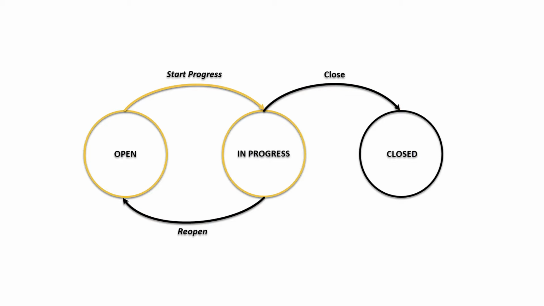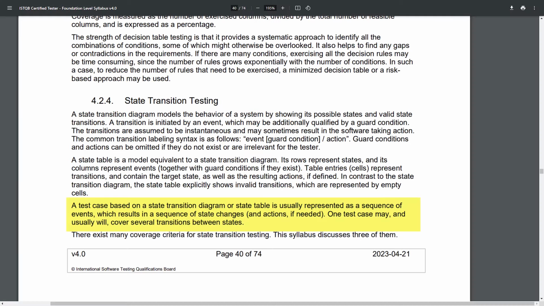The arrow starts in one state and ends in another. This demonstrates valid transitions. For example, the start state is open, the event is start progress, and the end state is in progress. This is only one valid transition with two states and one event. At this stage, everything is clear. Let's consider the next paragraph from the syllabus. Let's skip the second paragraph for now, and we'll come back to it a little bit later. Let's first deal with the state transition diagram.